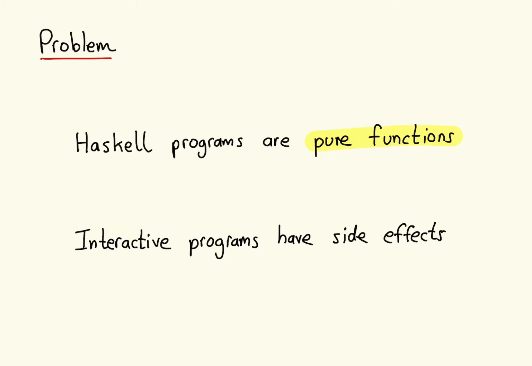And then the second statement is where the tension arises. If you want to write interactive programs, such as games for example, you need to have side effects. You need to interact with the outside world. So we see here we have a tension. Haskell is a pure functional language, so the programs are pure mathematical functions, but in order to write real interactive programs, we have to deal with the issue that the real world involves having side effects.